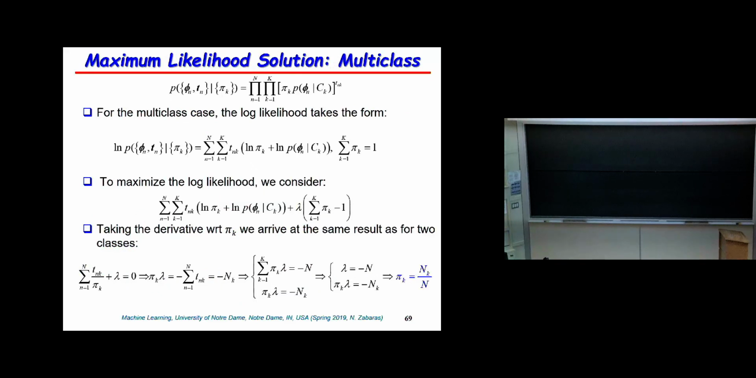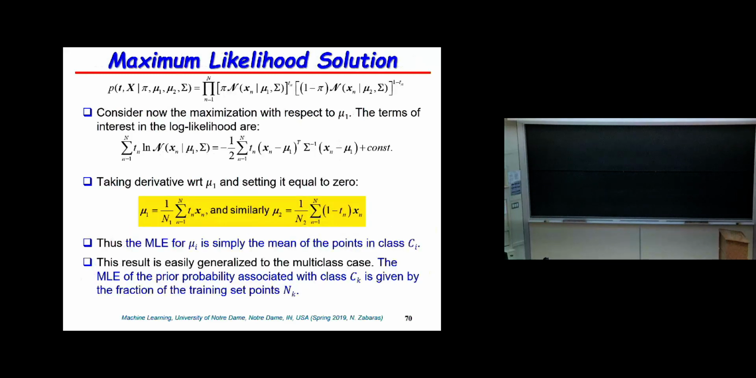You can extend this calculation, by the way, to multi-class for pi, and the answer is the same. It doesn't really matter if you have 2 classes or 10 classes. Pi k, if you have capital K classes, for class little k, is nk over n. The algebra is a little bit more involved, but it's the same. So back to our problem here. We need to compute mu1, mu2 and sigma.